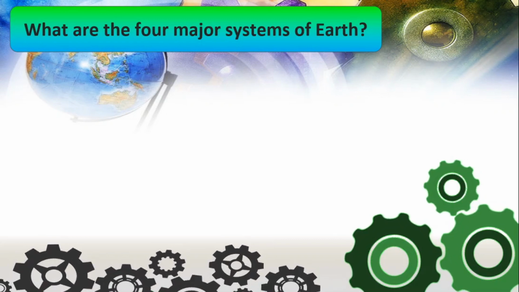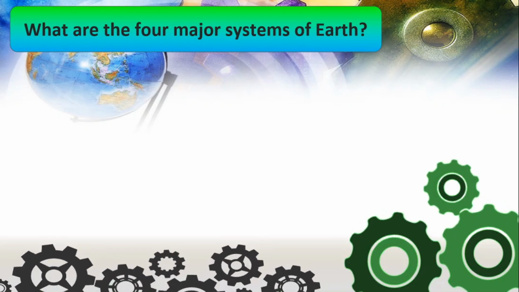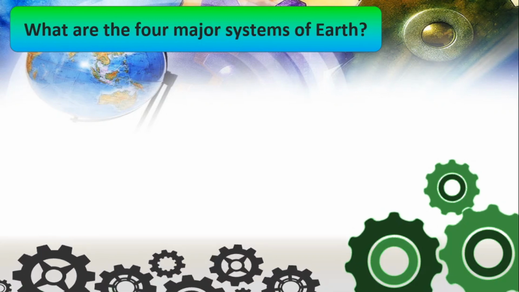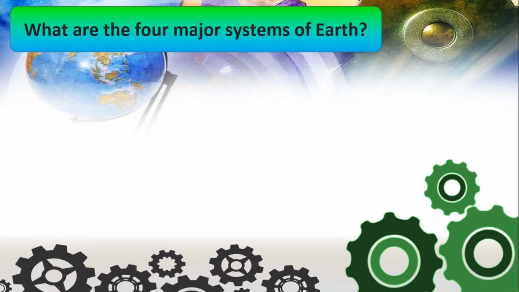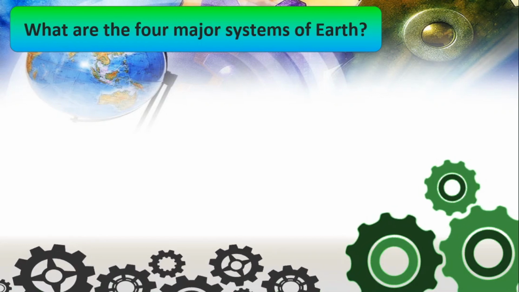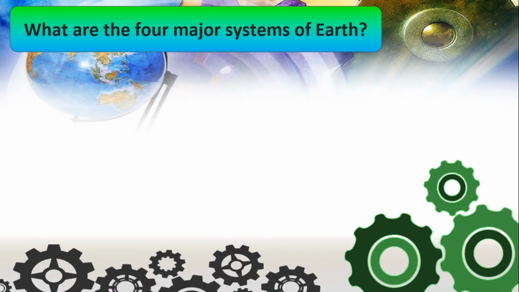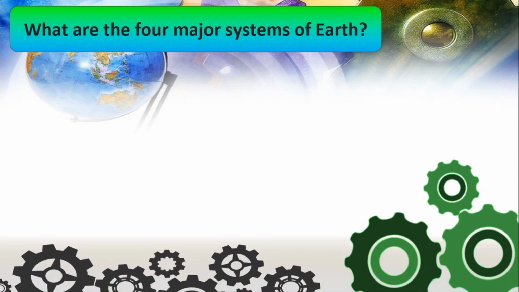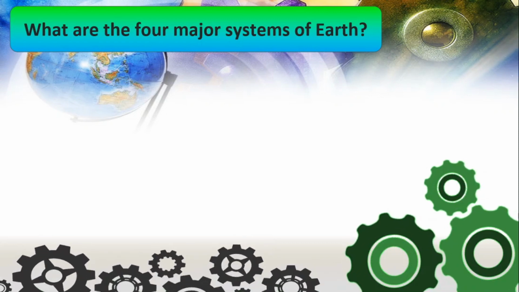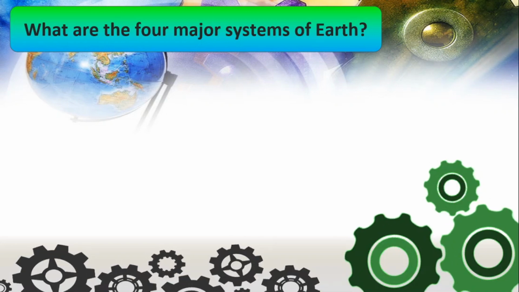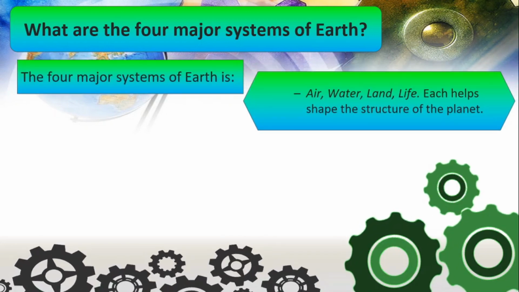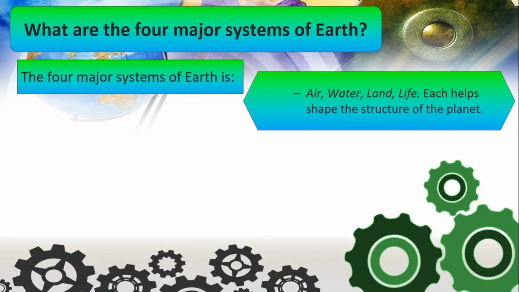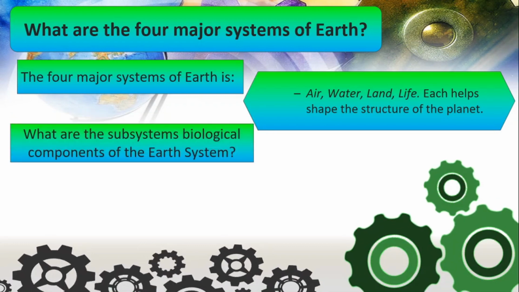Our planetary environment, the Earth system, includes interactions among a vast combination of factors. The individual components of a system interact with each other as part of a functioning unit. The Earth system consists of four principal subsystems: air, water, land, life. Each helps shape the structure of the planet.